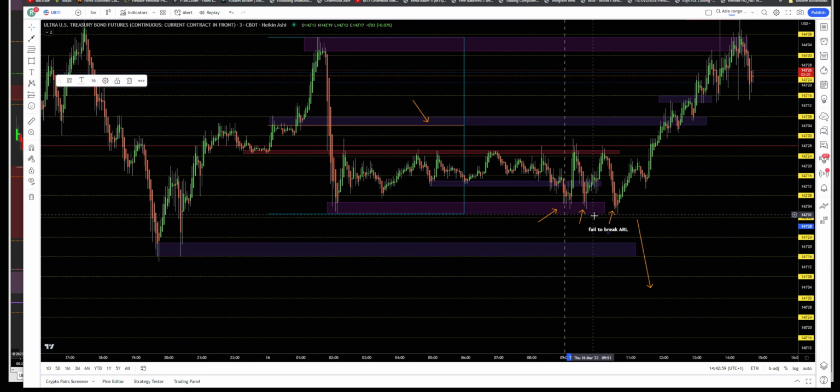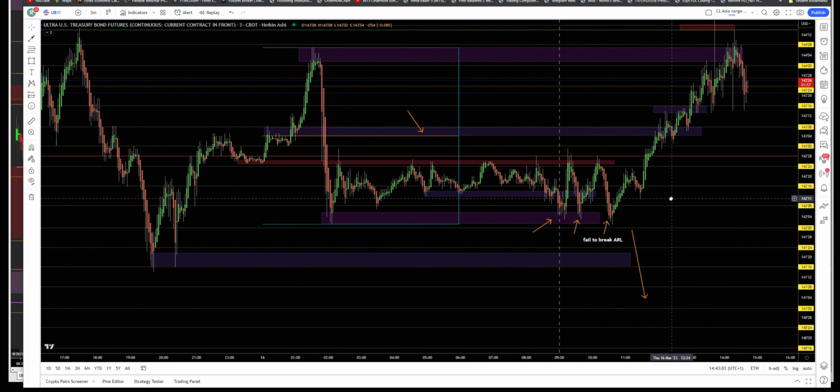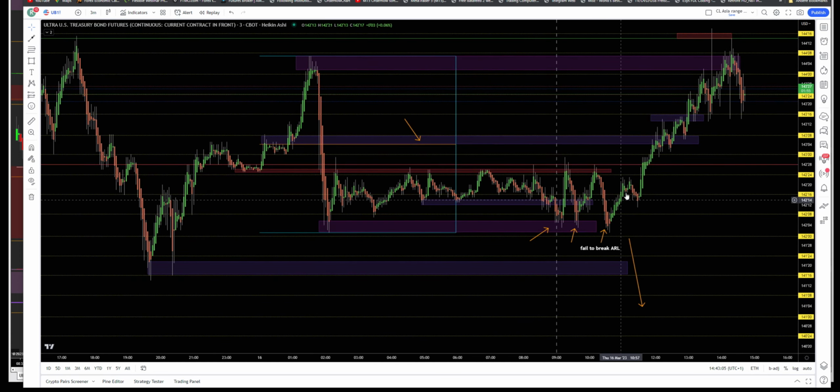It fails to move down. So if it's failing to move down, where is it going to go? Where do you think it's going to go? It's going to go to the Asia range mid. Then we're going to see if it's going to continue down again with new structure, or like in this case, break, retest, structure to the upside. That is something you want to look for.